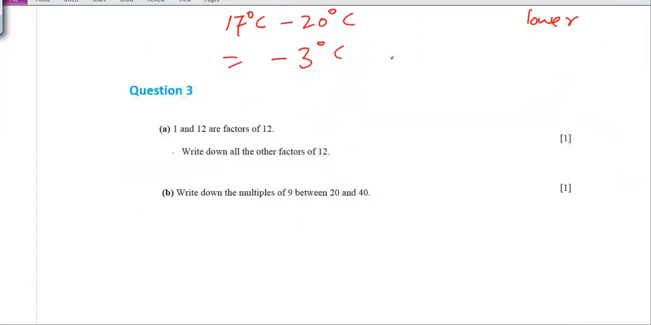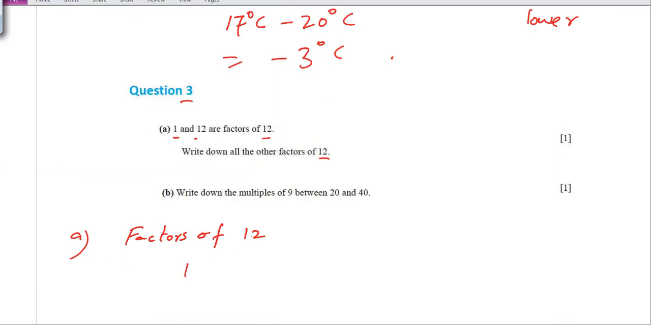This is again a very basic question. I did not move to the factors. I want to take one complete lesson about making the factors, but it's quite simple. Let's do it here also. It's given that 1 and 12 are the factors of 12. Write down all the other factors of 12. The way of writing the factors of any number is pretty simple. For example, if you want to write the factors of 12, I'm writing here the factors of 12. What you should do, start with 1.